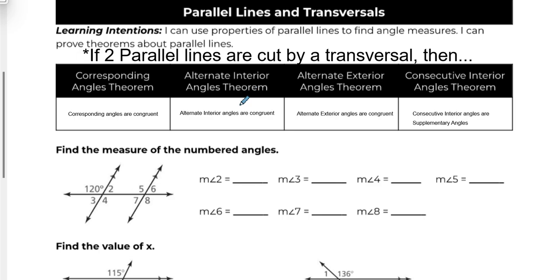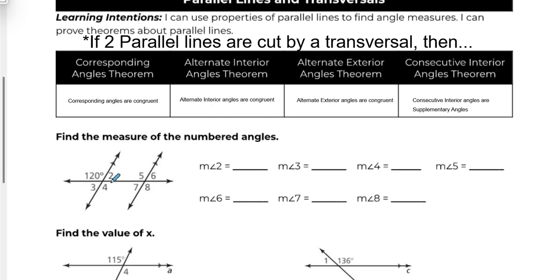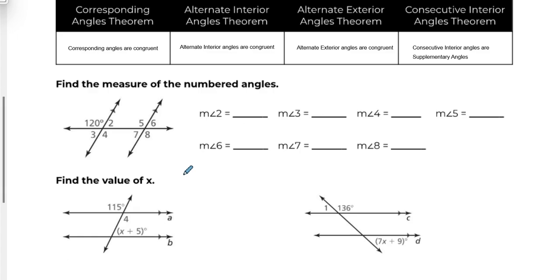Alternate interior angles are congruent. Alternate exterior angles are congruent. And then consecutive interior angles are actually supplementary angles. Okay, so these relationships only occur if we have two parallel lines being cut by the transversal. If the lines are not parallel, they're not guaranteed to be congruent. That's the catch. That's all you got to know. Now, because of that, we're able to complete all sorts of relationship problems.